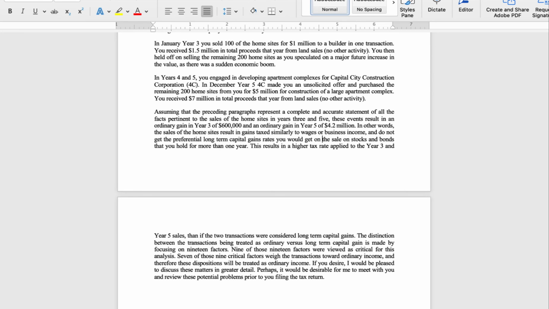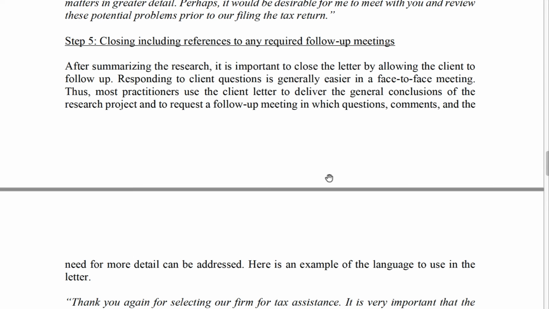You would want to put something in there about the Internal Revenue Service could make that argument. That makes it clear to them that even though you're telling them that it should be treated as long-term capital gain, there's still potential it could be argued the other way by the other side. Okay, so let's now go back to our PDF and see what step 5 is. Step 5 is closing, including references to any required follow-up meetings. So you're going to have some fluff in there, and some important legalese, some important risk mitigation language. Very important. Nothing from the memo we need. So let's go back to our drafted client letter.